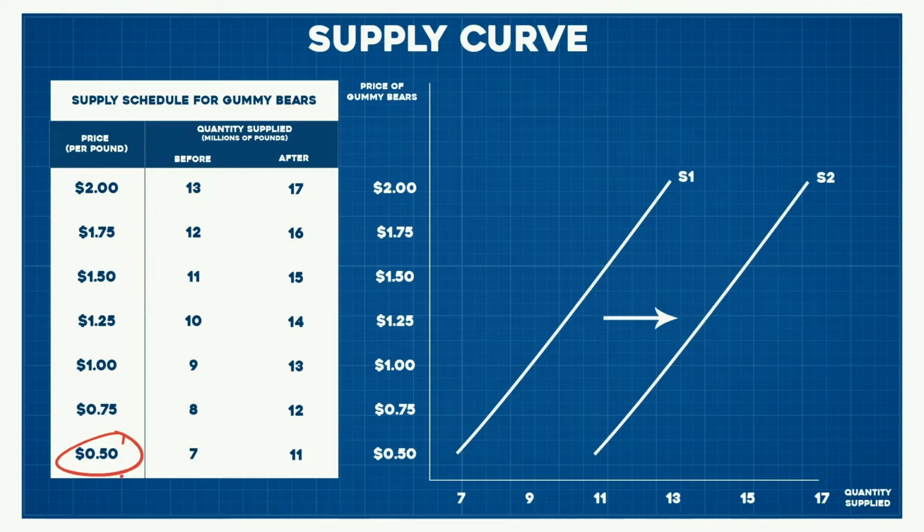So at 50 cents per pound, now they're going to produce 11 million pounds. We see that right here at this point. And at $2 per pound, they're going to want to supply more overall. So they're going to produce, here at this point, 17 million pounds of gummy bears. So just like the demand curve, the supply curve can shift both ways. An increase in supply shifts the curve to the right, and a decrease in supply shifts the curve to the left.